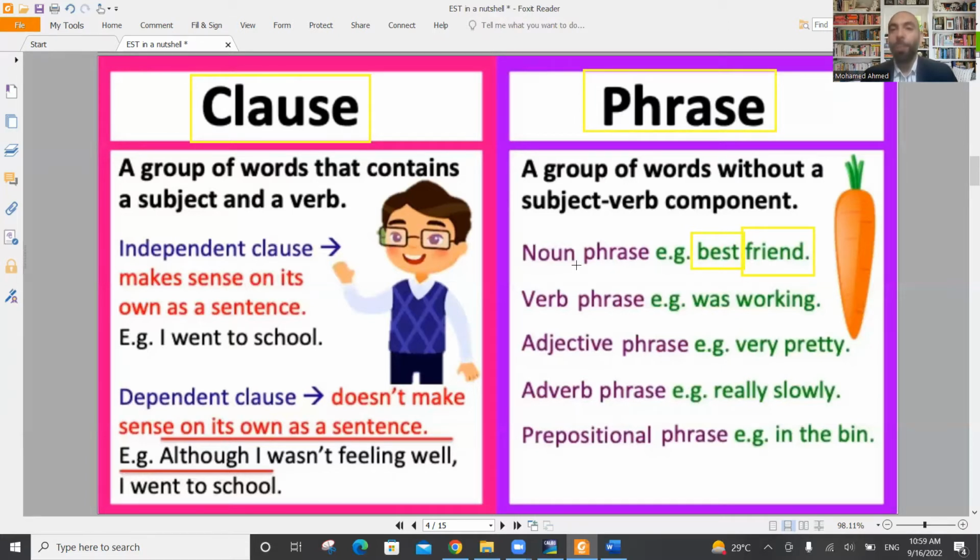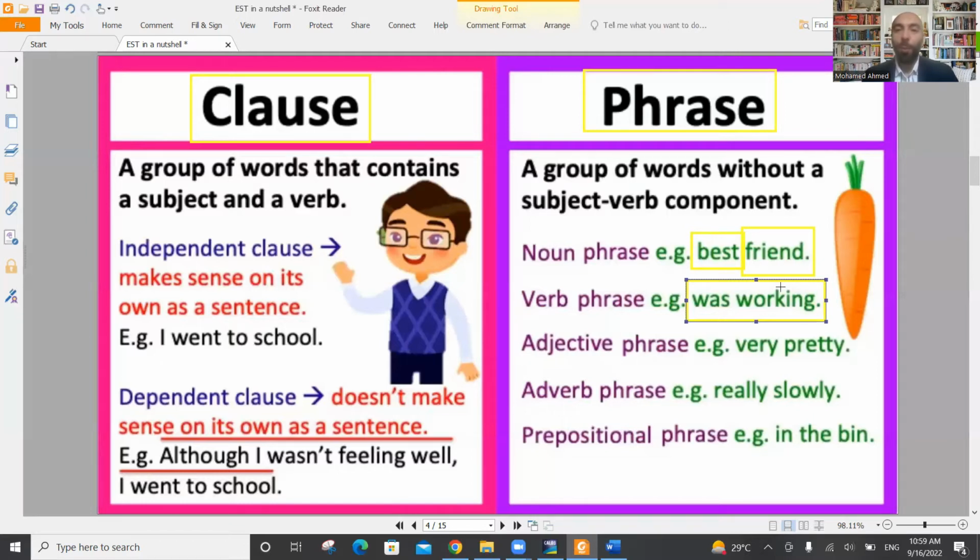So a phrase, as I said, is a group of words without a subject-verb component. Can you find any subject here in best friend? Actually, you will not find one. Can you find any verb? No, we don't find one. Look at the second one, was working. Oh, teacher, you said that you will not find a verb, but I can find a verb here. Was working is a verb. So is it right or wrong?